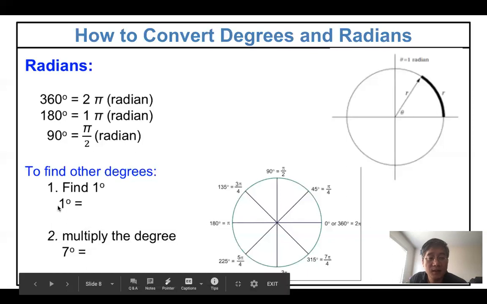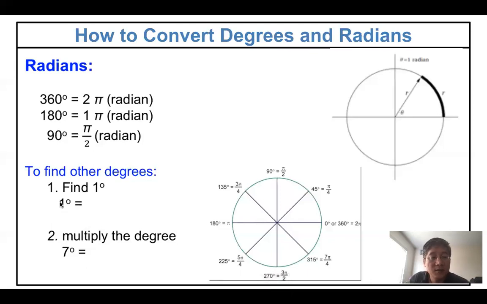Then what is 1 degree? How do you get 1 degree? We go back here. 180 degrees is equal to what? 1 pi radian. You can find this in the reference, but you can easily remember, right? 180 degrees is the half circumference, so pi radian. 360 degrees is 2 pi r, 2 pi radian. So 180 degrees, 1 pi radian.